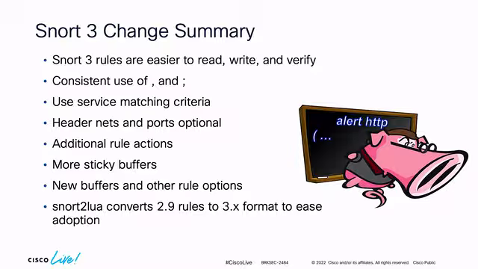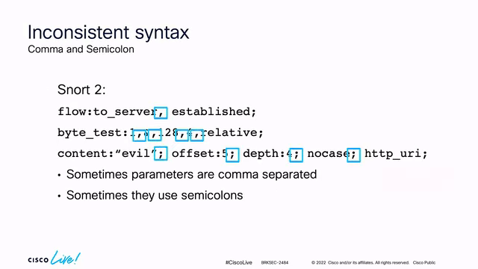Okay, Snort 3 rules. So Snort 3 rules, easier to read, write, and verify. Now, they're not that much easier, but they're easier. So I'll show you what I mean. Consistent use of punctuation like comma and semicolon. So it uses service matching criteria, which is available in Snort 2 as well, and the metadata keyword, but there's actually a service keyword in Snort 3. Header nets and ports are optional, we'll see these.